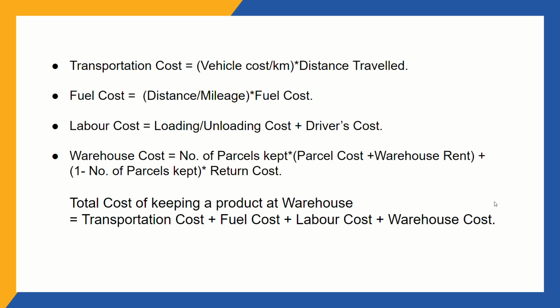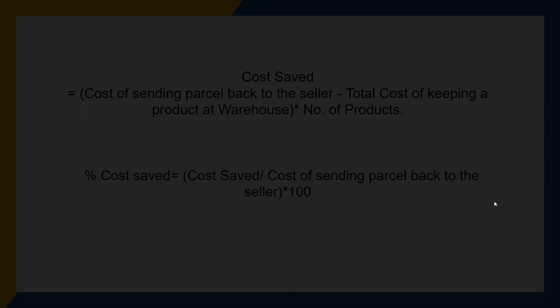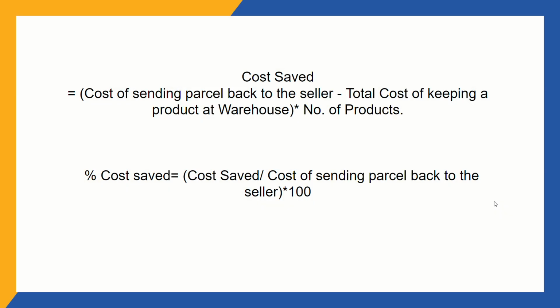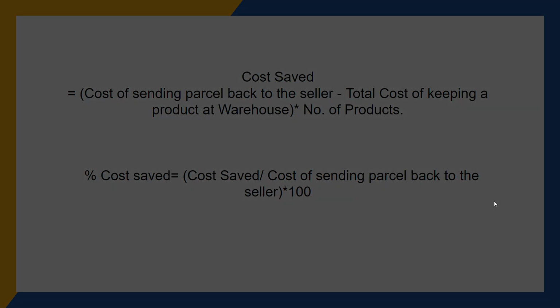The warehouse cost is the number of parcels kept in the warehouse multiplied by parcel cost plus warehouse rent, plus the number of parcels that are not kept in the warehouse into the return cost. So the total cost is basically the summation of all these four. Now we can simply calculate cost rate as the cost of sending a parcel back to the seller minus the total cost of keeping it at the warehouse, into the number of products. After this, we can simply calculate percentage cost as it is shown in the slide.